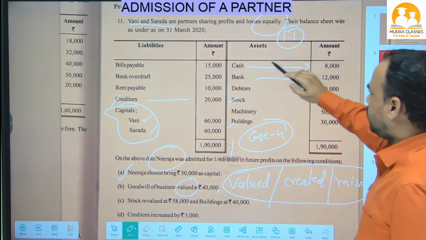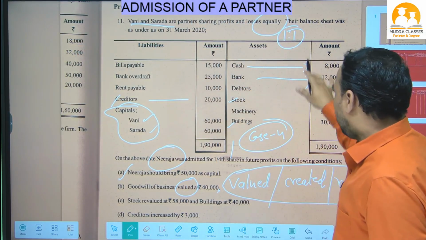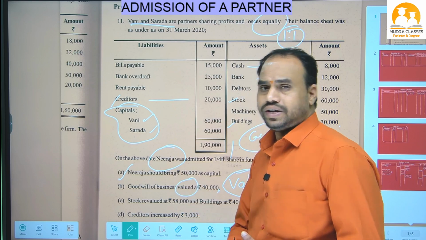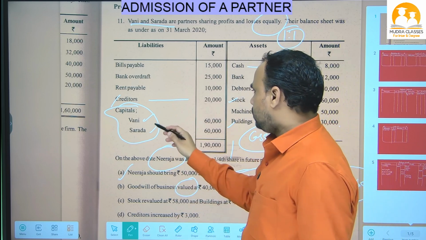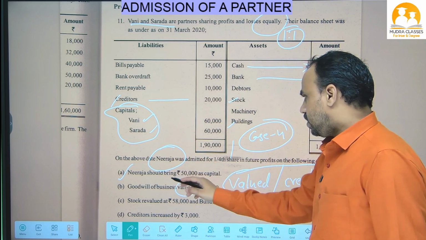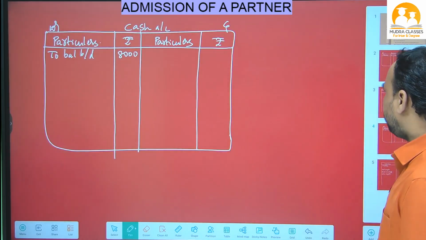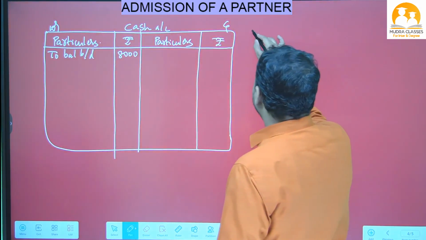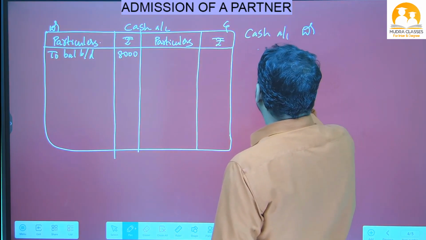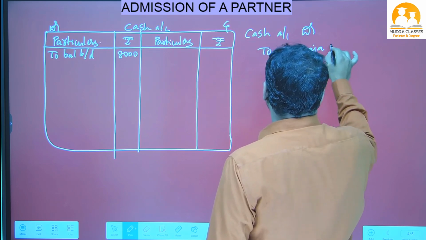So with this, all balance sheet items are completed. Asset side items we wrote in the balance sheet asset side, liabilities items in the liability side, and these capitals in the partners' capital account. Now come to the adjustments. Neeraja should bring 50,000 as capital. For this purpose one journal entry will come. Which journal entry? Cash account debit to the new partner, Neeraja capital account.